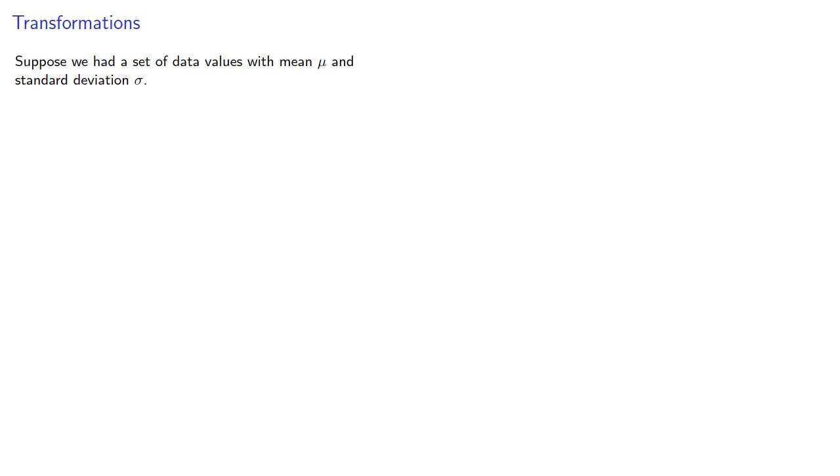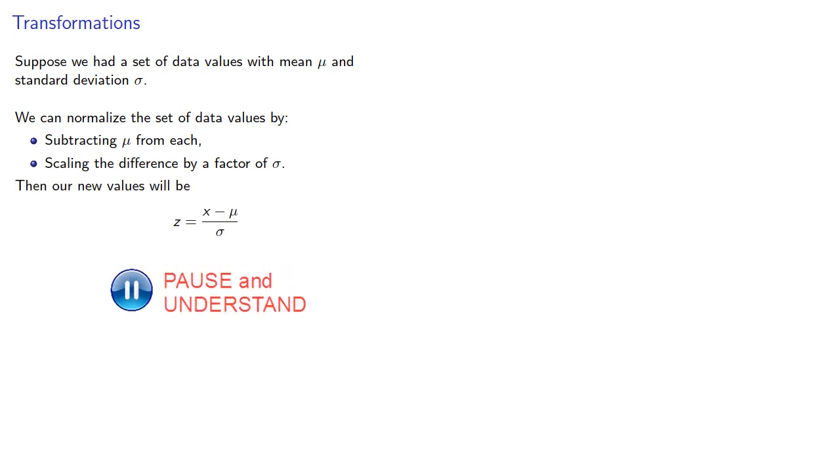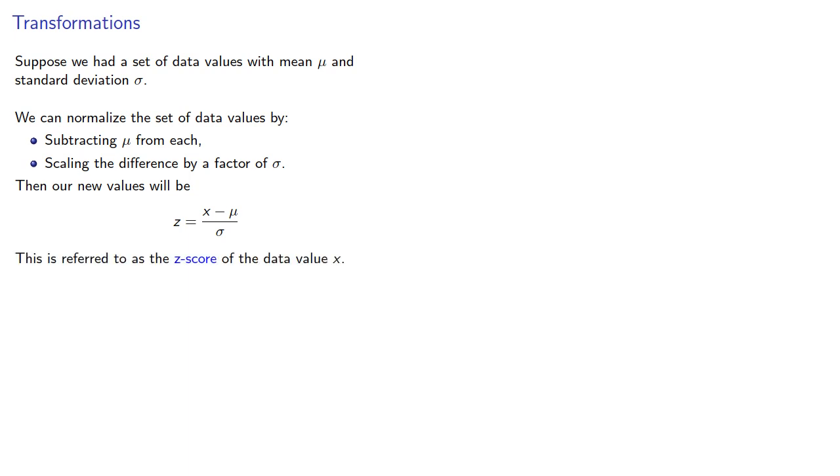Suppose we had a set of data values with mean mu and standard deviation sigma. We can normalize the set of data values by subtracting mu from each and then scaling the difference by a factor of sigma. Then our new values will be z = (x - mu)/sigma. This is referred to as the z-score of the data value.